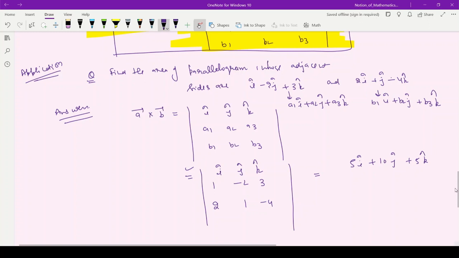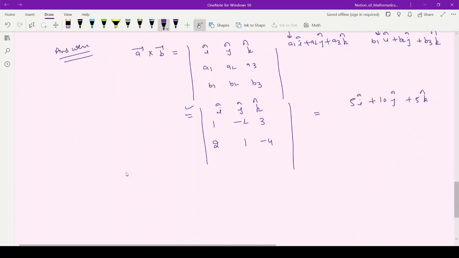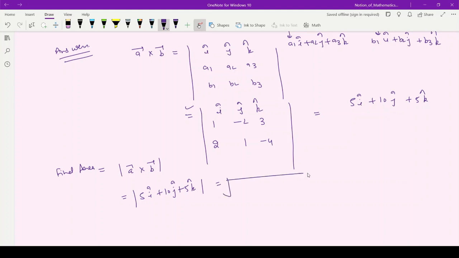But the area of the parallelogram is just like, if I will write the final area, I mean to say area of the parallelogram, that is modulus of A vector cross B vector. I mean to say mod of 5i plus 10j plus 5k, that is under root of 5 square plus 10 square plus 5 square, and ultimately it is 5 root 6.